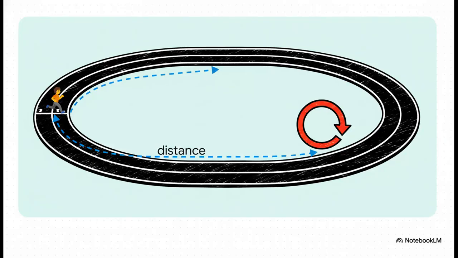This next example just nails the difference between the two. Picture a runner on a standard 400-meter track. They do one full lap. What's the distance they've covered? Well, obviously it's 400 meters, but what's their displacement? It's zero, a big fat zero. Why? Because they ended up right back where they started. They haven't been displaced at all.